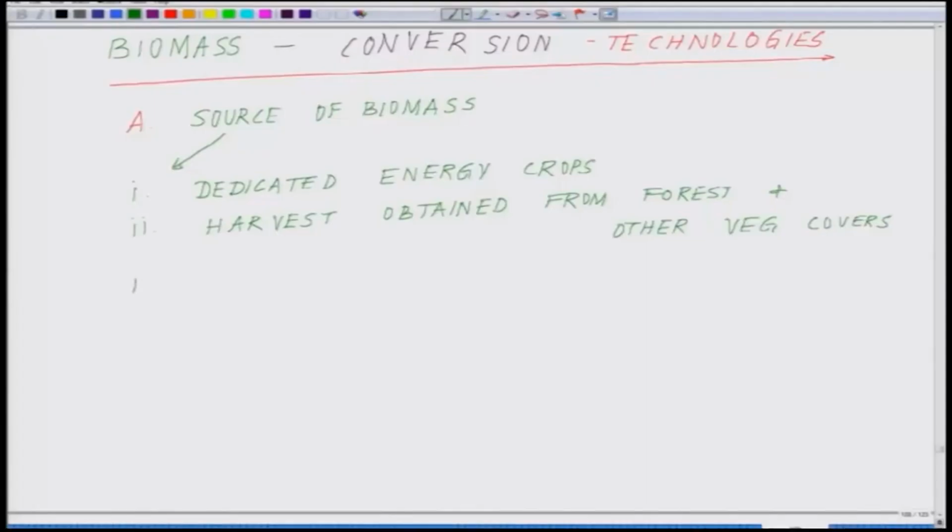There is a third form of biomass which now I am highlighting, which is basically biomass from waste, biomass waste in the form of sludge, okay. And this could be even the domestic waste, of course, of the biological origin. Okay. So, these are the different sources of biomass, and this is very important.